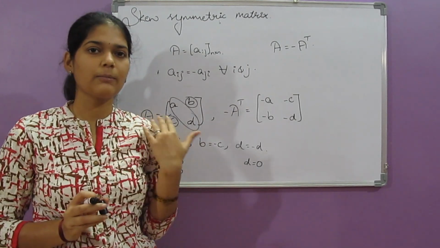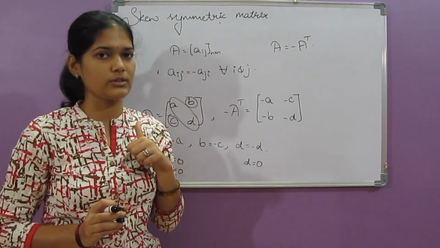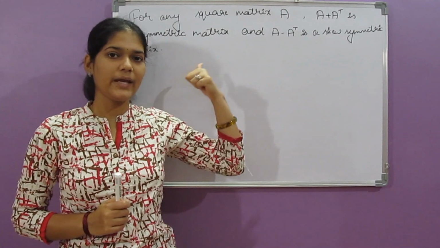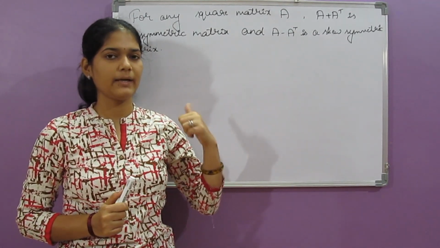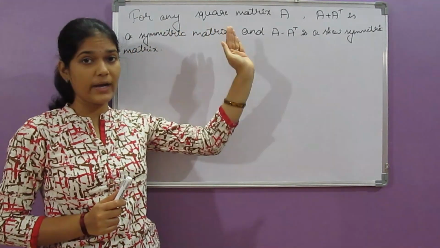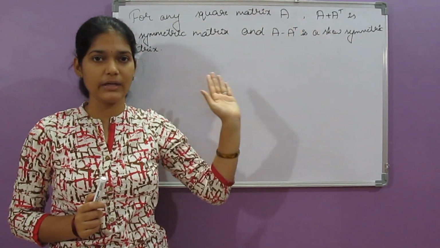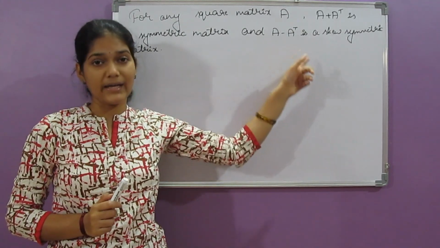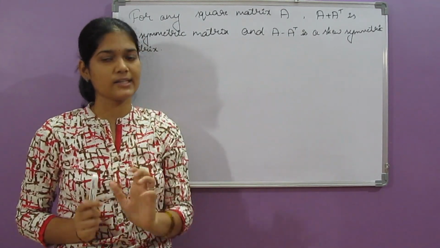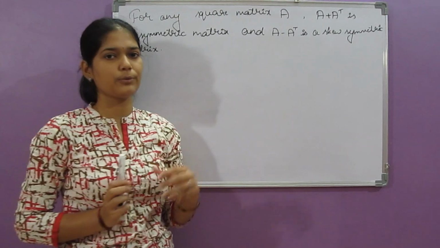Now let's prove some results on these symmetric and skew-symmetric matrices. This is one of the main results in symmetric and skew-symmetric matrices. That is, for any square matrix A, A plus A transpose is always a symmetric matrix and A minus A transpose is always a skew-symmetric matrix. We have to prove this.